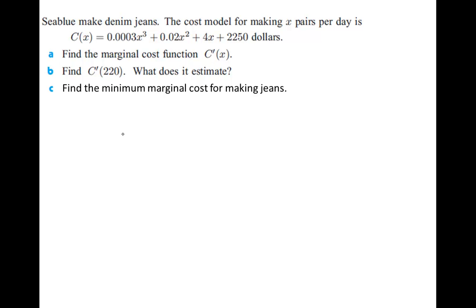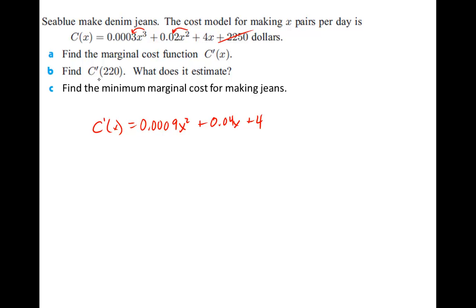We do the derivative, which leads us to C prime of x equals 0.0009x squared plus 0.04x plus 4. Note that we're just using our simple power rule, bringing the 3 in front, subtracting 1 to get 2, bringing the 2 in front, multiplying by 2, subtracting 1 to get 1, and on the last one, the exponent 1 goes to 0, that becomes a constant, and the derivative of a constant is 0. So we found the marginal cost function.